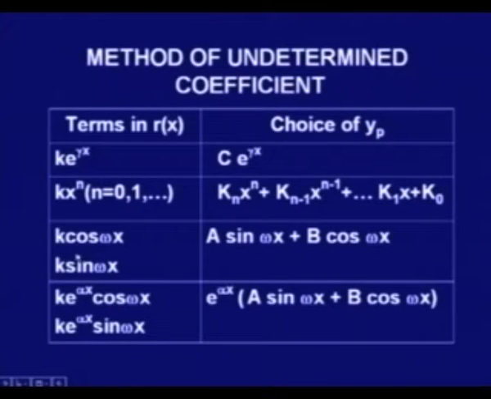Then, if the terms in R x are cosine or sine, that is k times cosine omega x or k times sine omega x, we would choose y p as a sine omega x plus b cosine omega x. Again you see, my R x may contain only cosine or only sine, but in the y p we would choose both sine and cosine functions. Now, if the term in R x is a multiple of e to the power alpha x and cosine or sine terms, we would choose y p as e to the power alpha x, a sine omega x plus b cosine omega x.